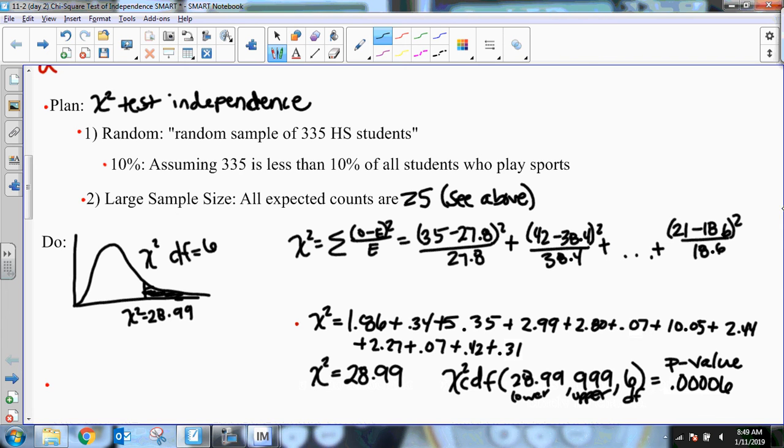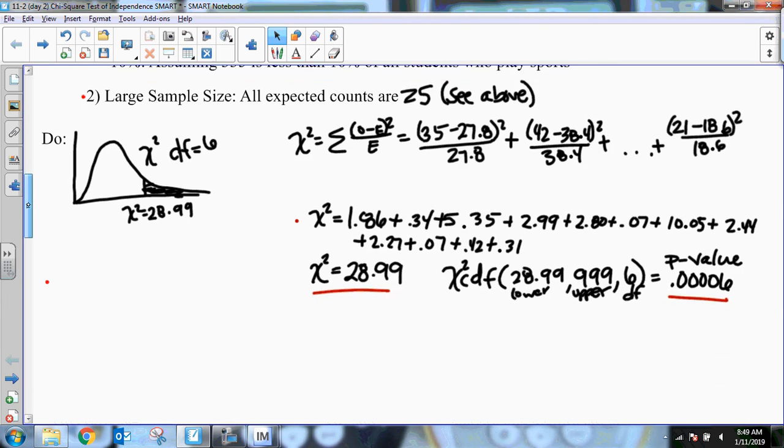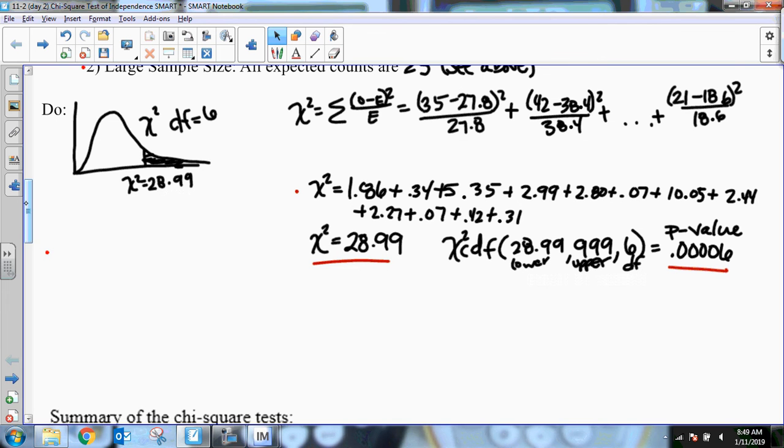So now that I have my p-value and I have my chi-squared value, I want you to write a conclusion. So pause my video and write a conclusion just like you've always done.